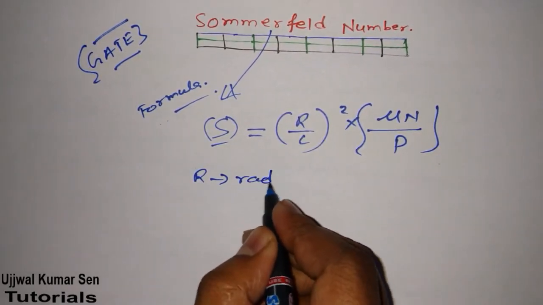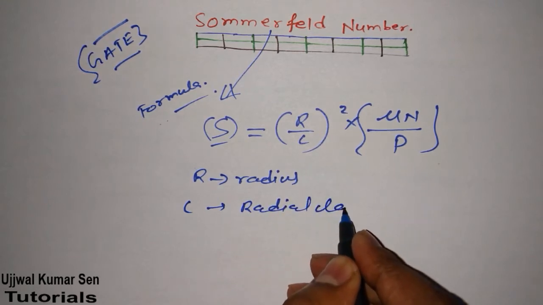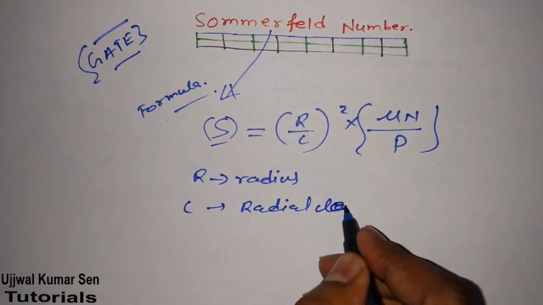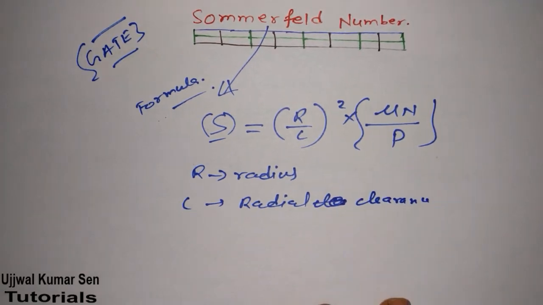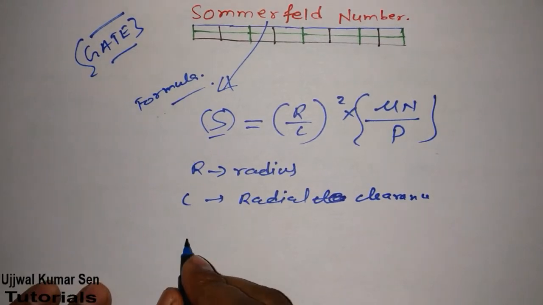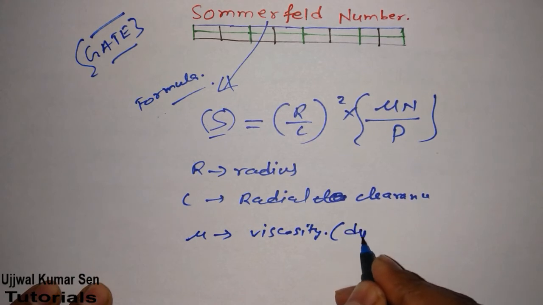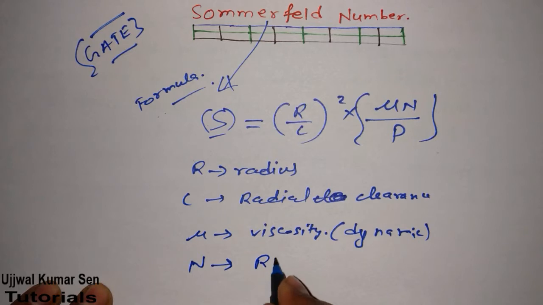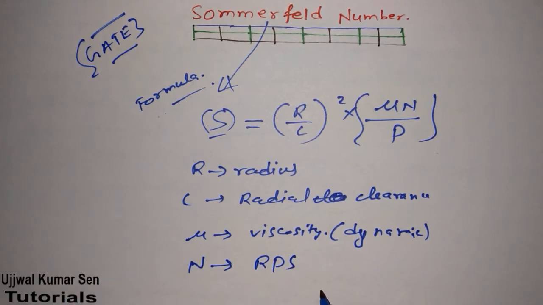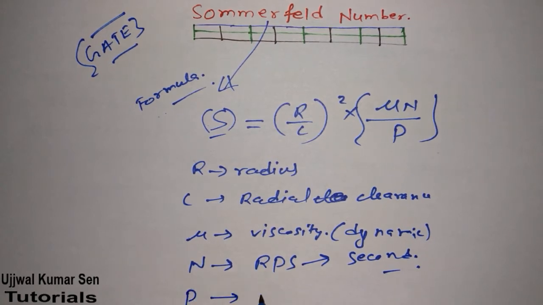So what is R? Basically it's the radius, C is the radial clearance, and mu is viscosity, and that is dynamic viscosity. I must say that, dynamic viscosity. N is RPS, meaning revolutions per second. This S stands for second. And P is pressure, that is the bearing pressure.